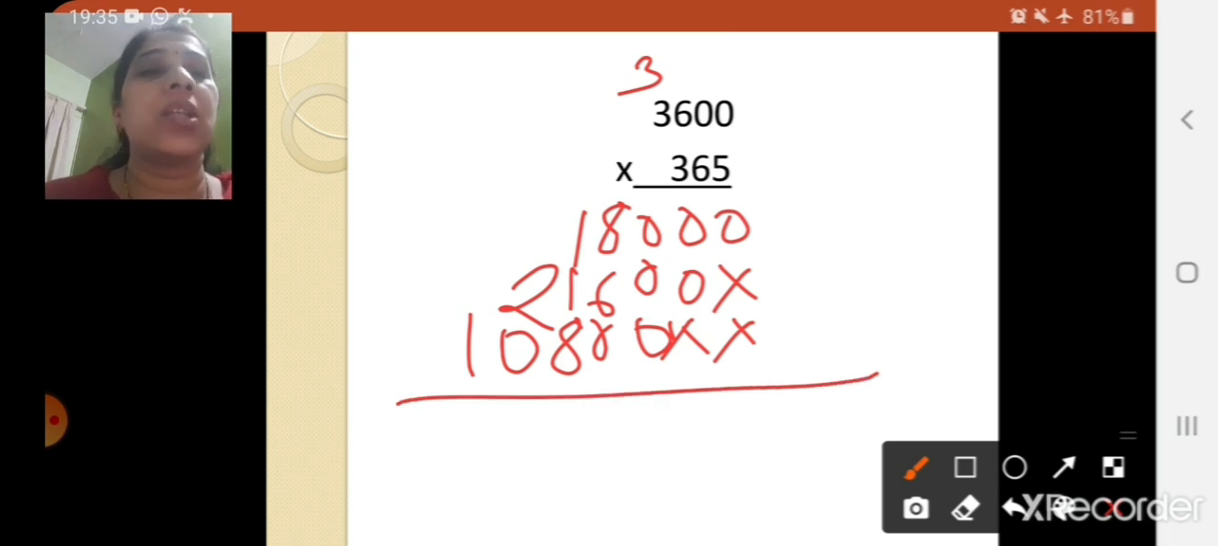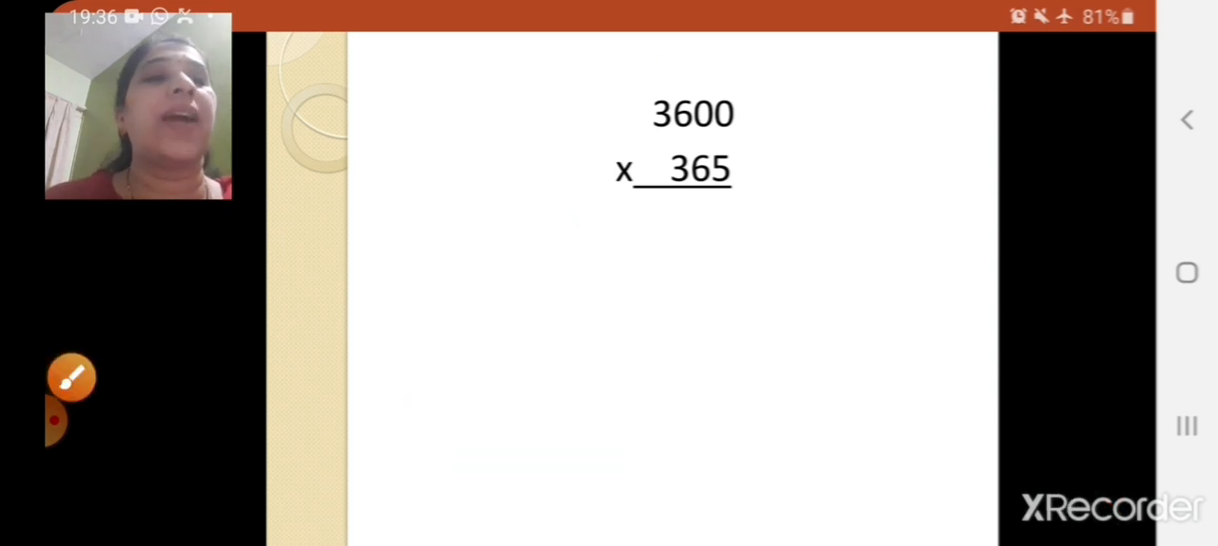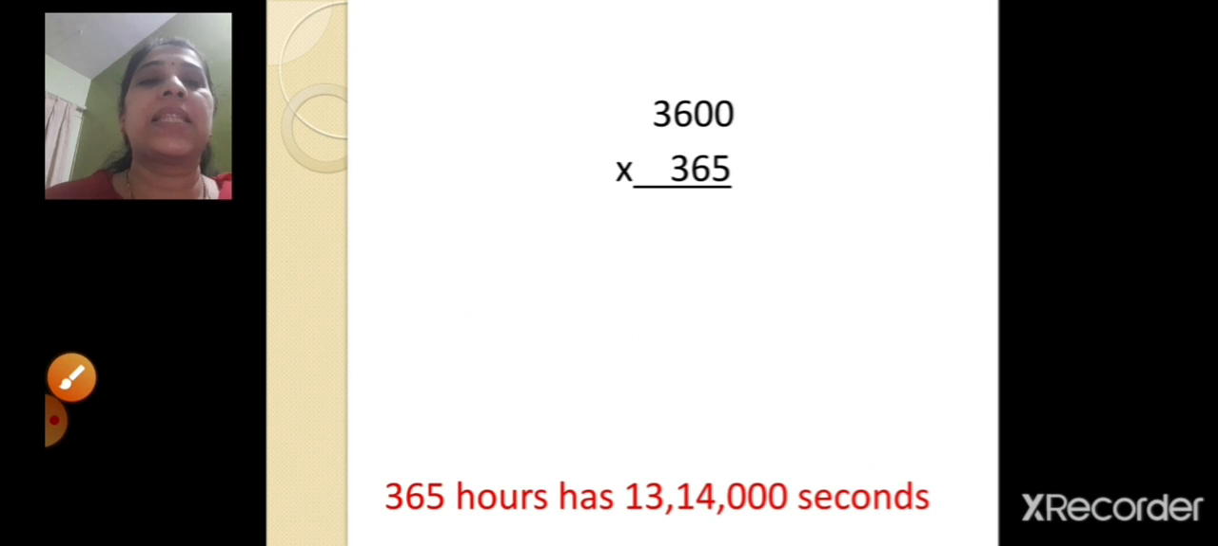So now start the addition. 0, 0, 0. Now 8 plus 6 is how much? 14. So you will write 4, 1 carried over. 1 plus 1 is 2. 2 plus 8 is 10. And 10 plus 1 is 11. 1 again carried over. 2 plus 1 is how much? 3. And 1 as it is you will write it down. Right? So what is your answer? 13,14,000. Right? So in the final statement you will write 365 hours has 13,14,000 seconds.